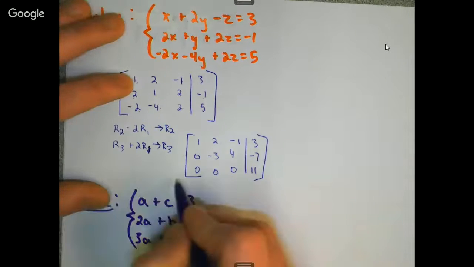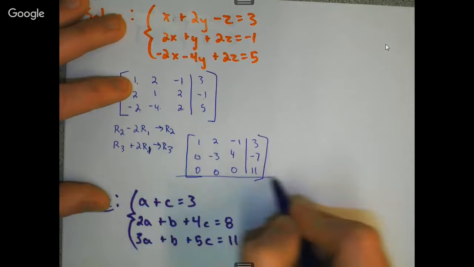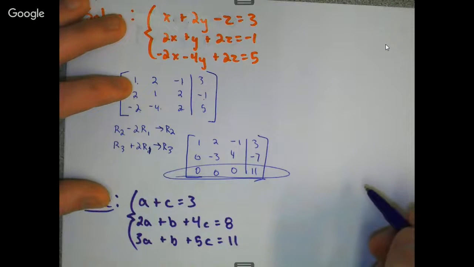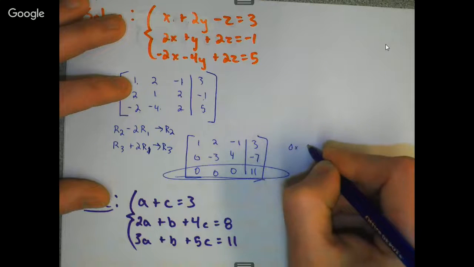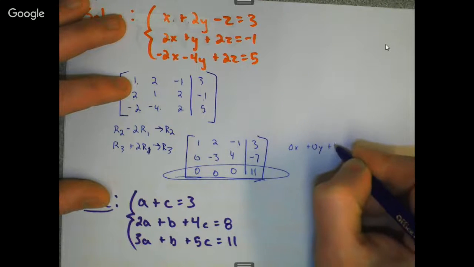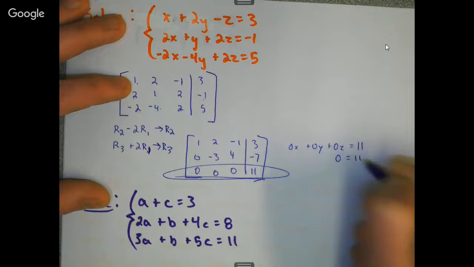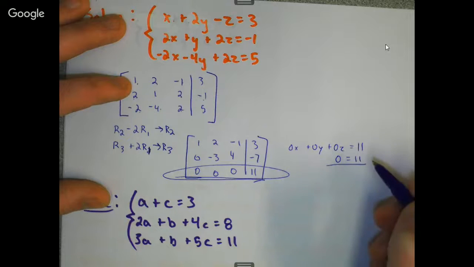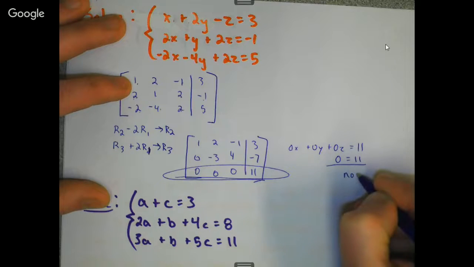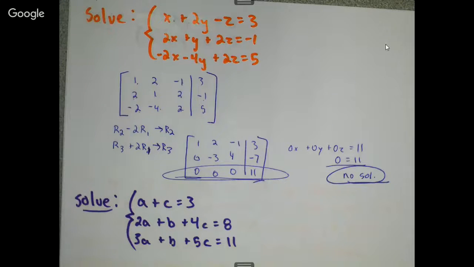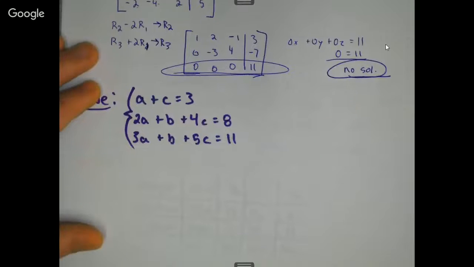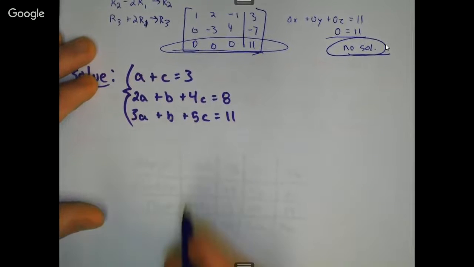Now notice here, in that last row, I have 0, 0, 0, 11. That's saying 0x plus 0y plus 0z equals 11. So that's saying 0 equals 11 somehow. Well, remember when we get that, that is no solution. Automatically, you can stop right there when you get something like that. We also talked about infinite solutions, so let's look at this one.